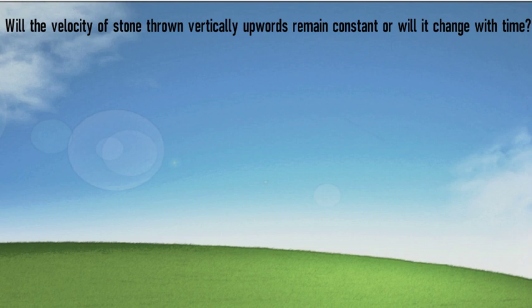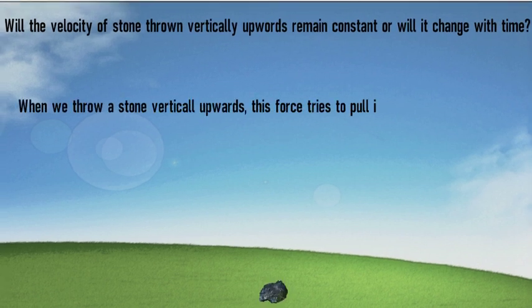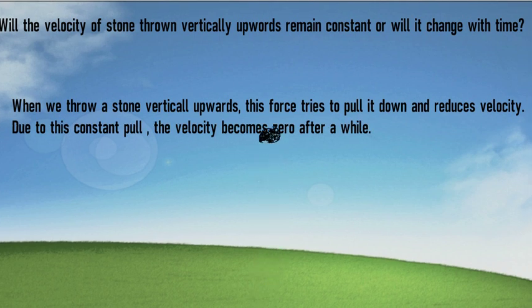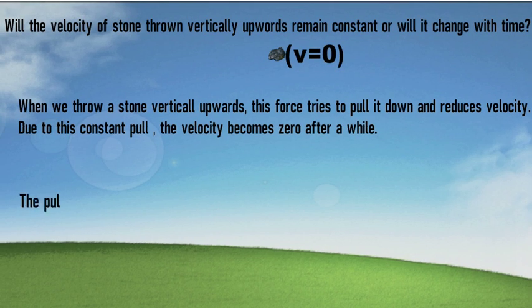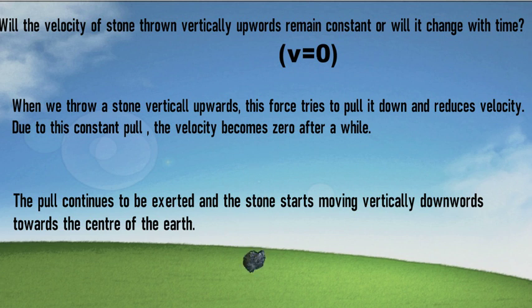Now, will the velocity of a stone thrown vertically upward remain constant, or will it change with time? And how will it change? When we throw a stone vertically upward, this force tries to pull it down and reduces its velocity due to this constant pull. The velocity becomes zero after a while. The pull continues to be exerted and the stone starts moving vertically downwards towards the center of the Earth. That is the reason that an object falls down after reaching a certain height.